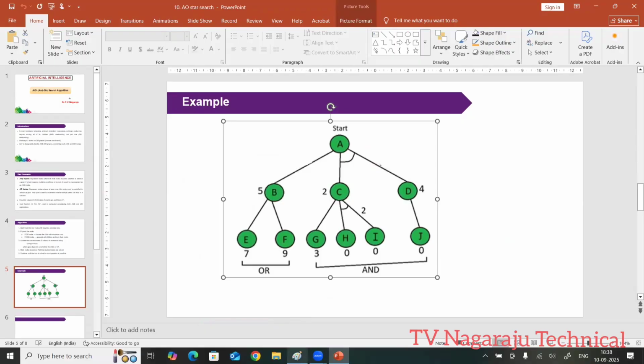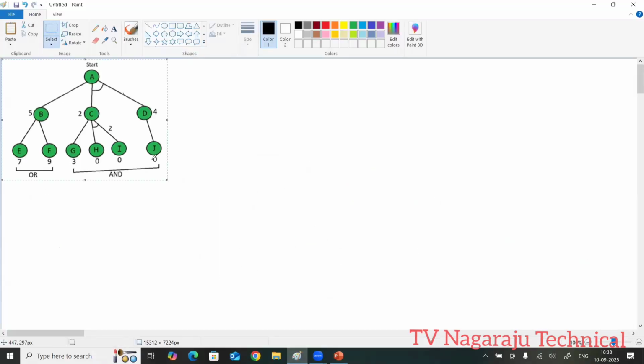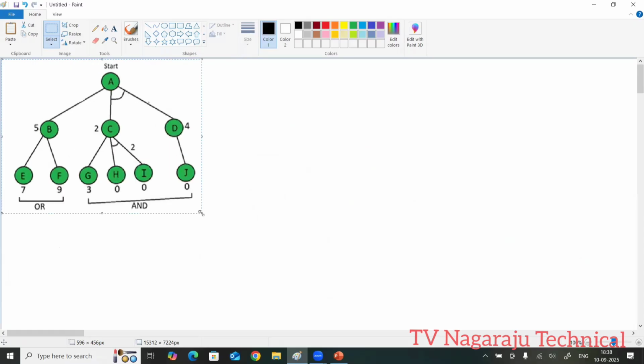Copy this example. Now I will explain the example step by step by using this one. What is the first step? As usual, first I will write down the function here. F of n is equal to g of n plus h of n, just for your assumption. Now, first starting node, I assume the starting node is A. Anyway, it is in the tree format. We are starting from A.